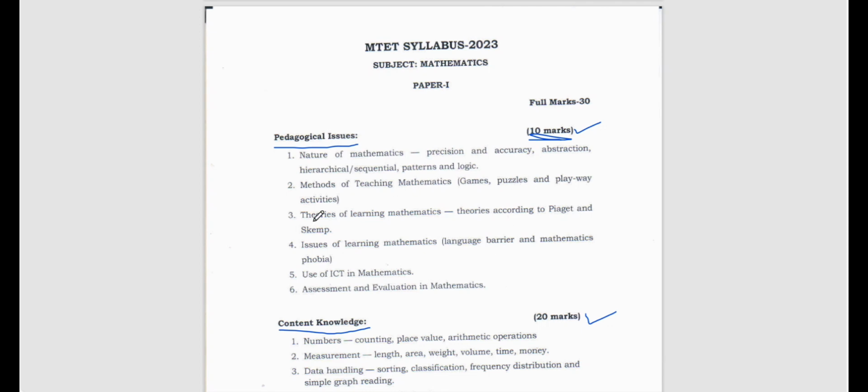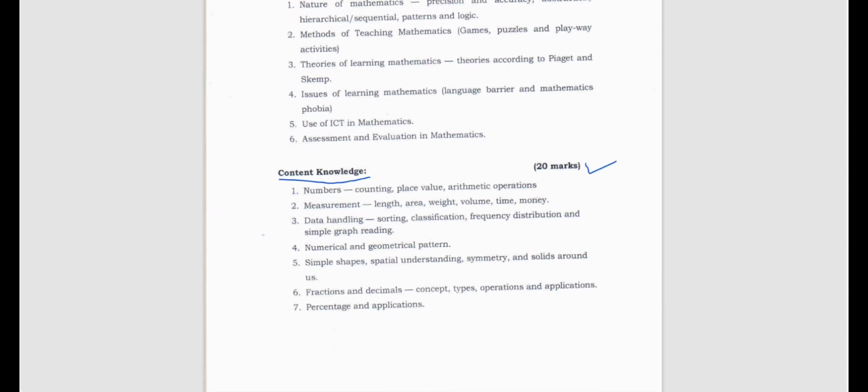You don't have to solve even a single question in these pedagogical issues. The questions from this unit will be based on your understanding. You don't have to solve anything at all. So even if you know zero mathematics, no problem, you can solve this easily. And then there is another part, that is content knowledge.